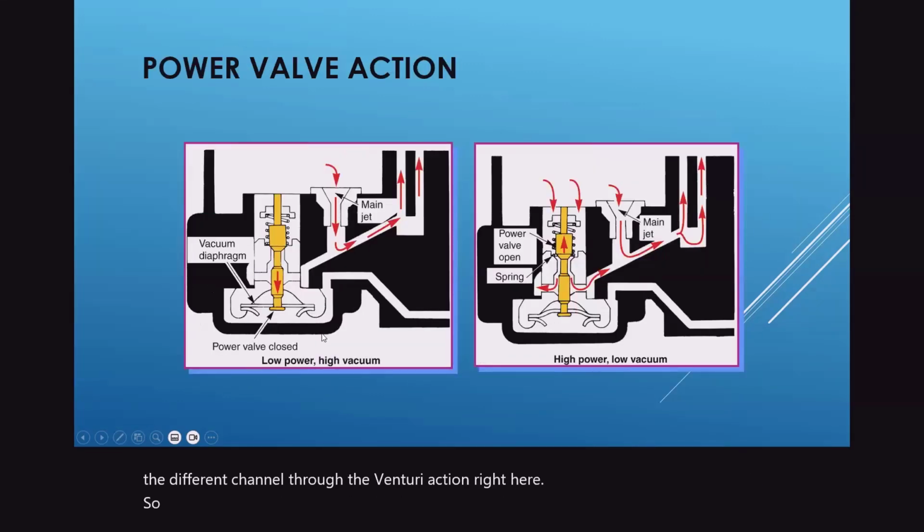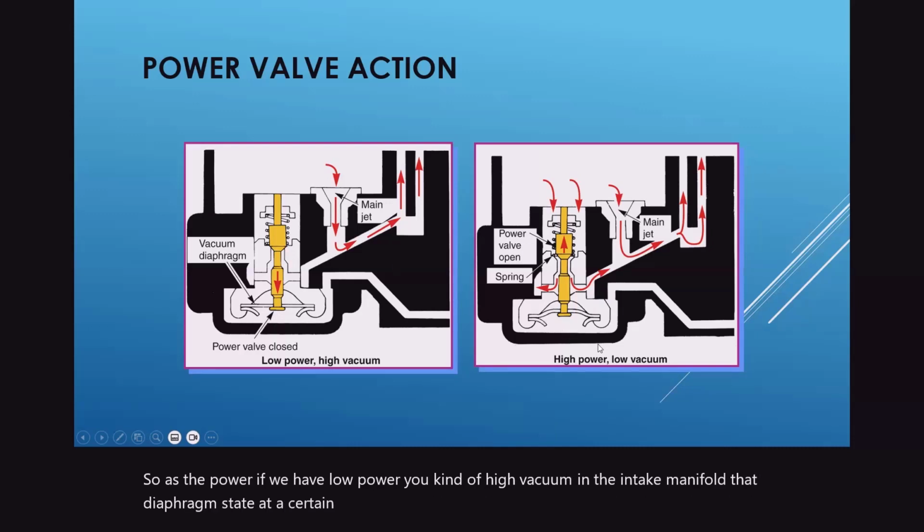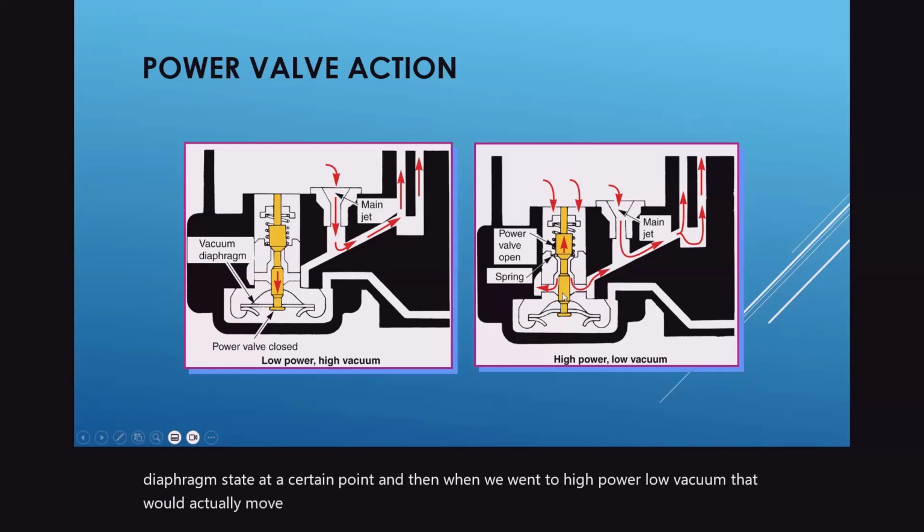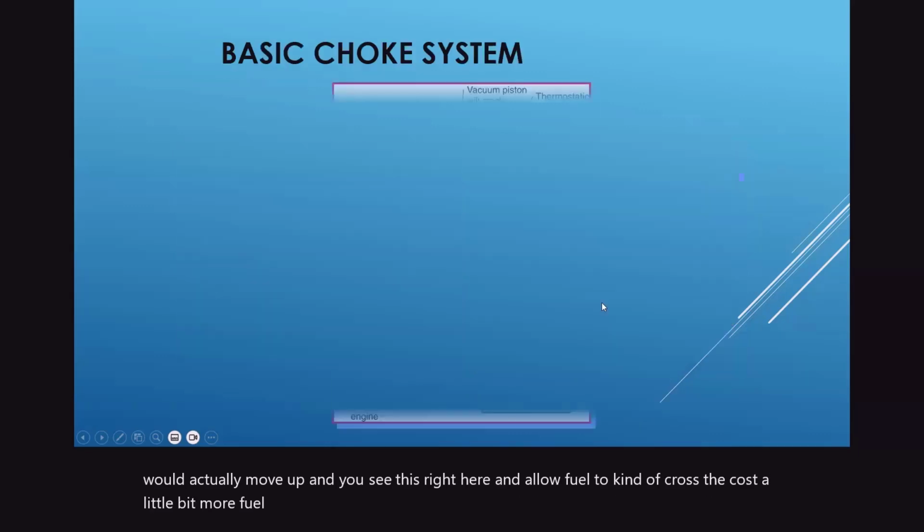So if we have low power, you kind of have high vacuum in the intake manifold, and that diaphragm stayed at a certain point. And then when we went to high power, low vacuum, that would actually move up. You see this right here, and allow fuel to kind of cross across, a little bit more fuel coming across.